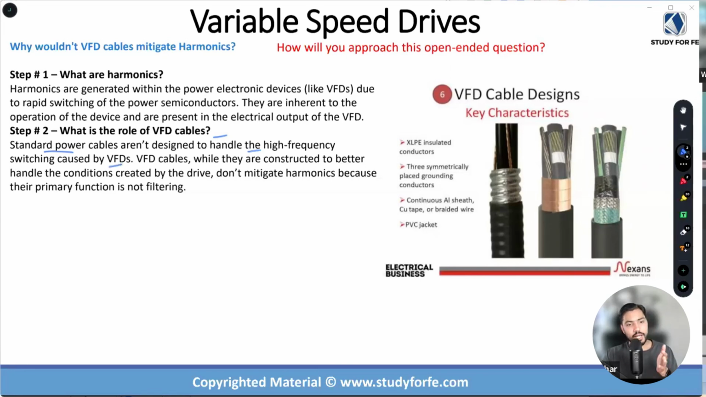So what allows the VFD cables to handle high frequency switching? They're constructed with additional stuff. What is that additional stuff? So you have basically shielding, you have additional insulation. The construction is symmetrical in order to mitigate the electromagnetic interference. Okay, they have a sheath right on top of them to carry the noise signal, and the insulation is much heavier duty.